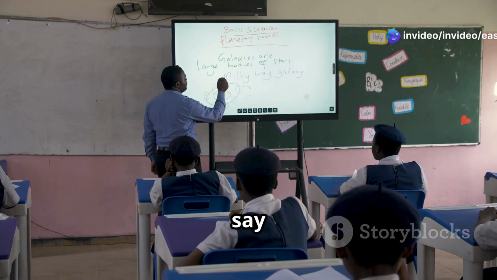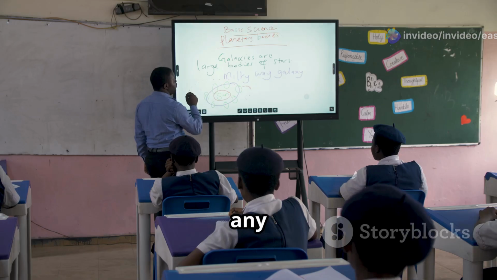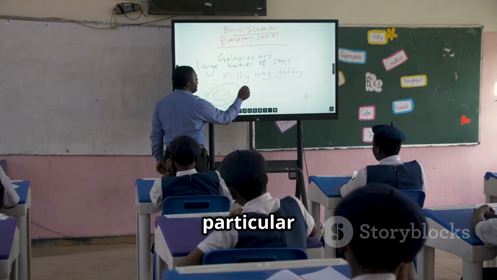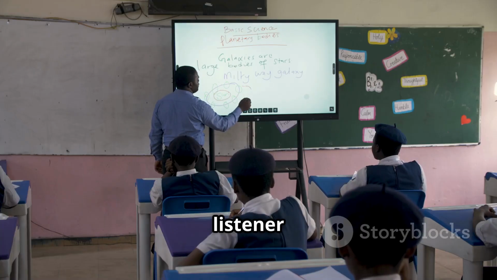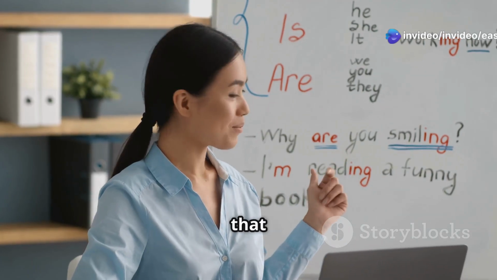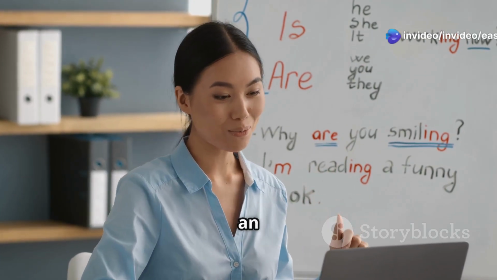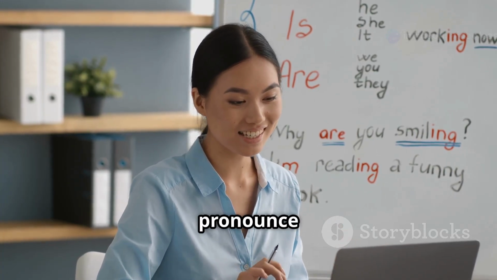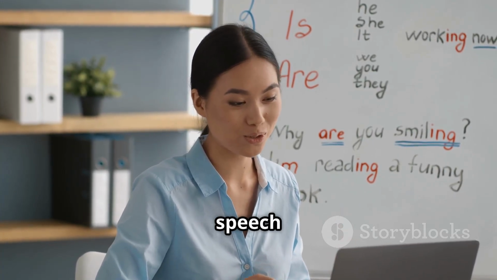For example, when we say a dog, we could be talking about any dog. But when we say the dog, we are referring to a particular dog that both the speaker and listener know about. Use a before words that start with a consonant sound and an before words that start with a vowel sound. This simple rule helps us pronounce words more smoothly and makes our speech more fluid.